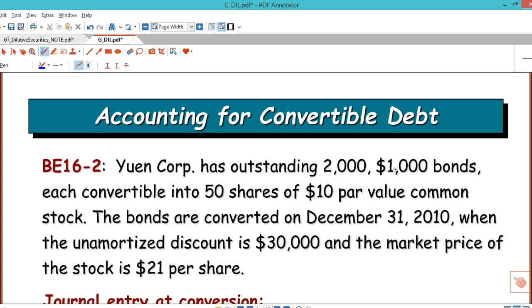They have 2,000 $1,000 bonds. So maybe you have to remind yourself of your bond accounting, but bonds trade in $1,000 increments. So this is 2,000 times 1,000. That's 2 million in bonds payable, which is the face value of the bonds.